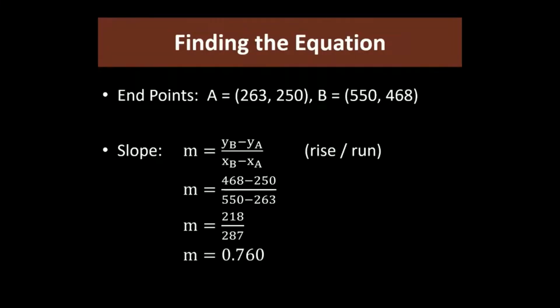So then I say, okay, those are my 2 endpoints. My slope is just the change of y over the change of x. And you might have seen this equation as y2 minus y1 over x2 minus x1, same thing, same difference. Either way, rise over run, and you should get a slope out that's somewhere in the ballpark of 0.76.